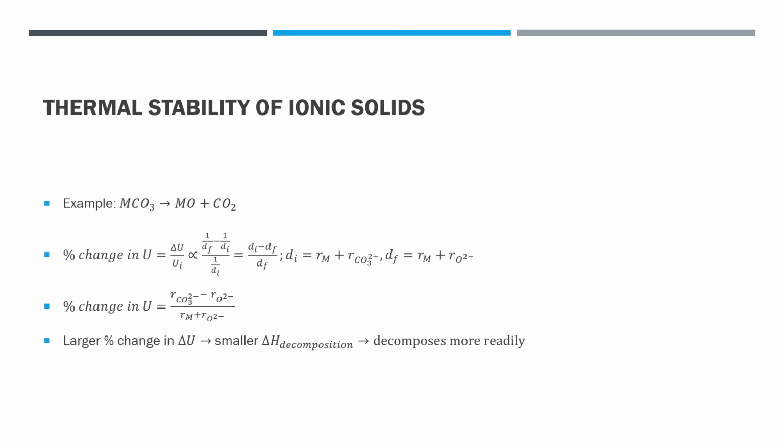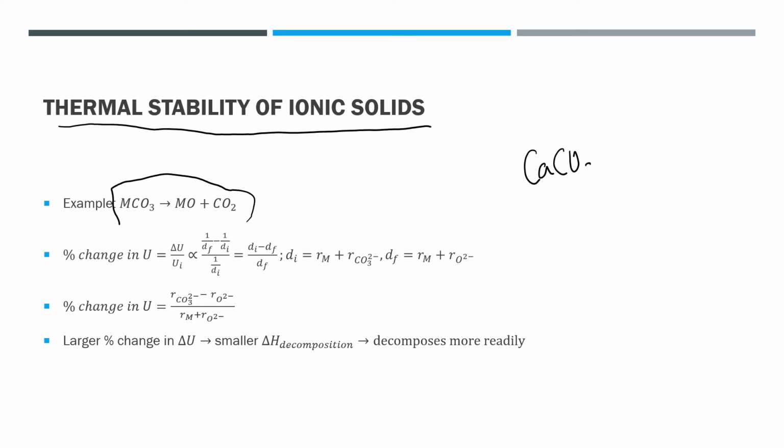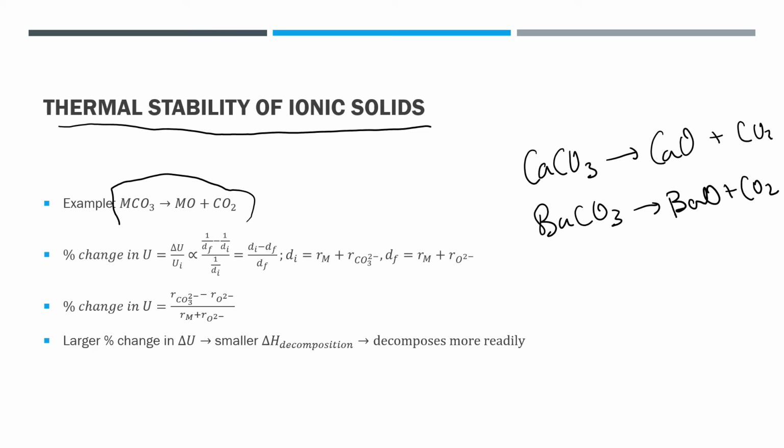The first thing I want to discuss is thermal stability of ionic solids. The example we're going to look at is a carbonate salt. Carbonates decomposing. So we have a metal carbonate, like MCO3, going to MO and CO2. For example, calcium carbonate or barium carbonate decomposing to calcium oxide and CO2, barium oxide and CO2, right?